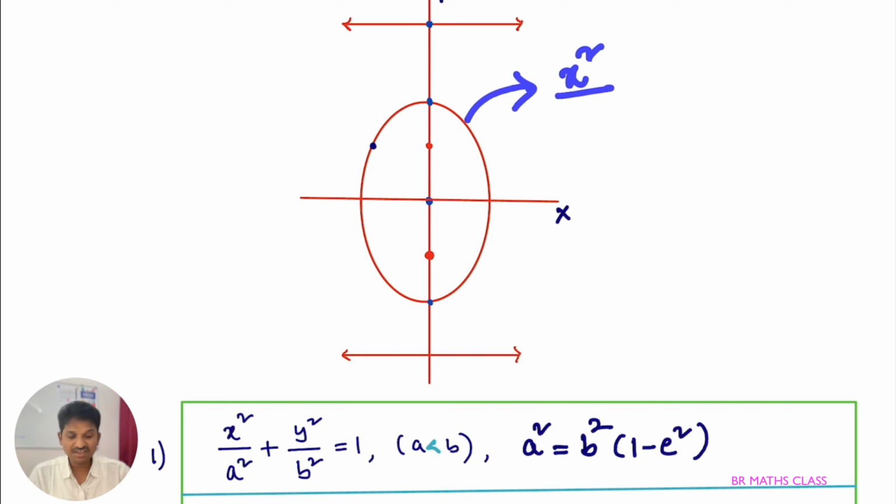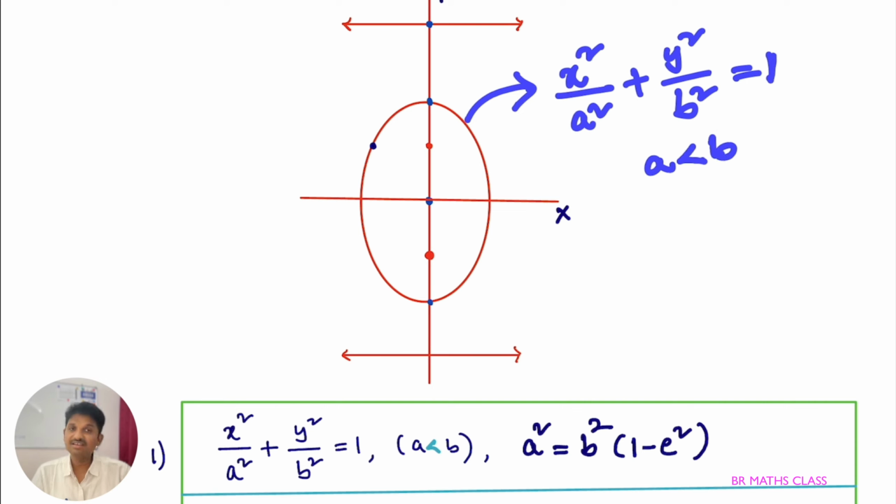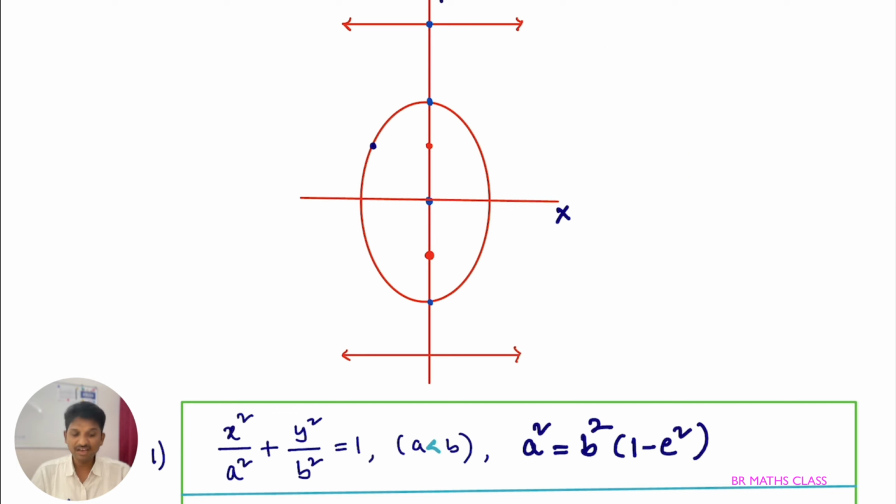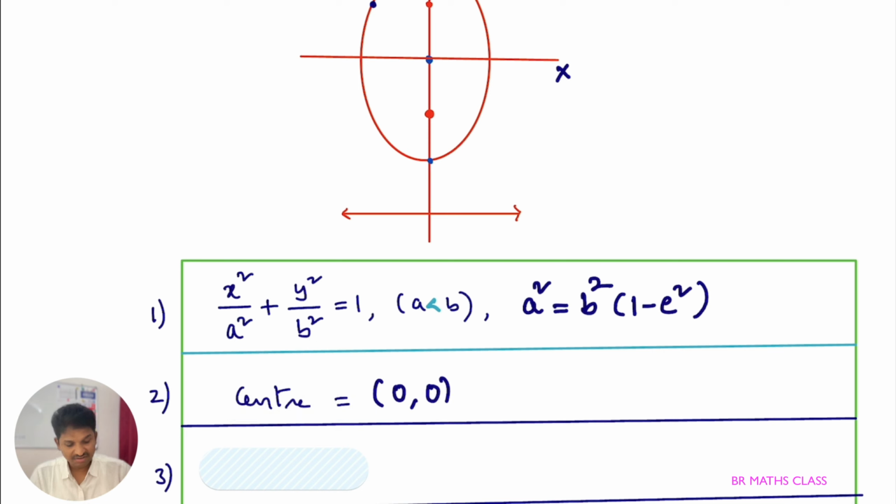The standing ellipse equation is x square divided by a square plus y square divided by b square equal to 1. Here, what is the point you need to note down? In this standing ellipse, a is less than b, and a square is b square into 1 minus e square. For this ellipse, what is the center? The center of the ellipse is 0, 0. We'll write that. This is clear.